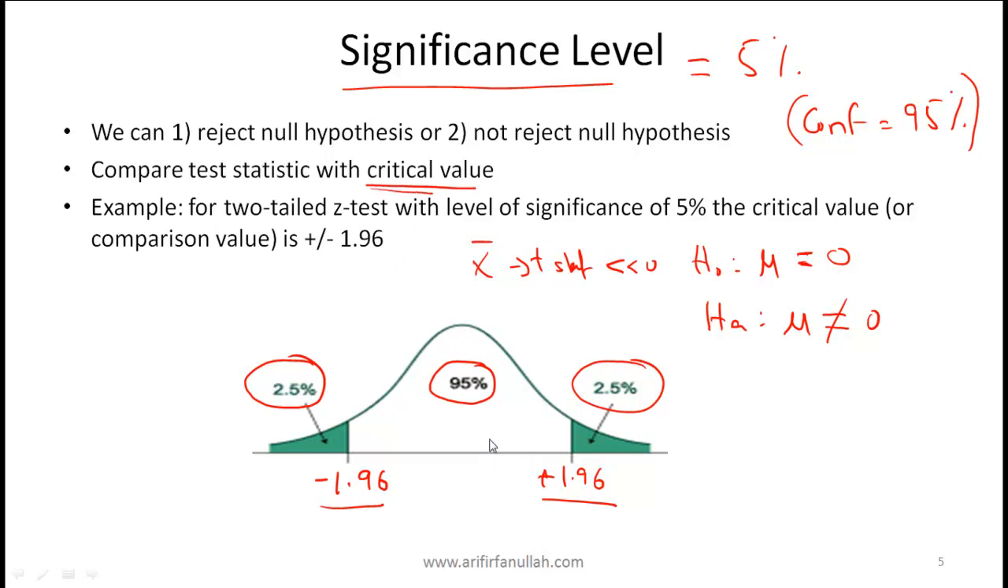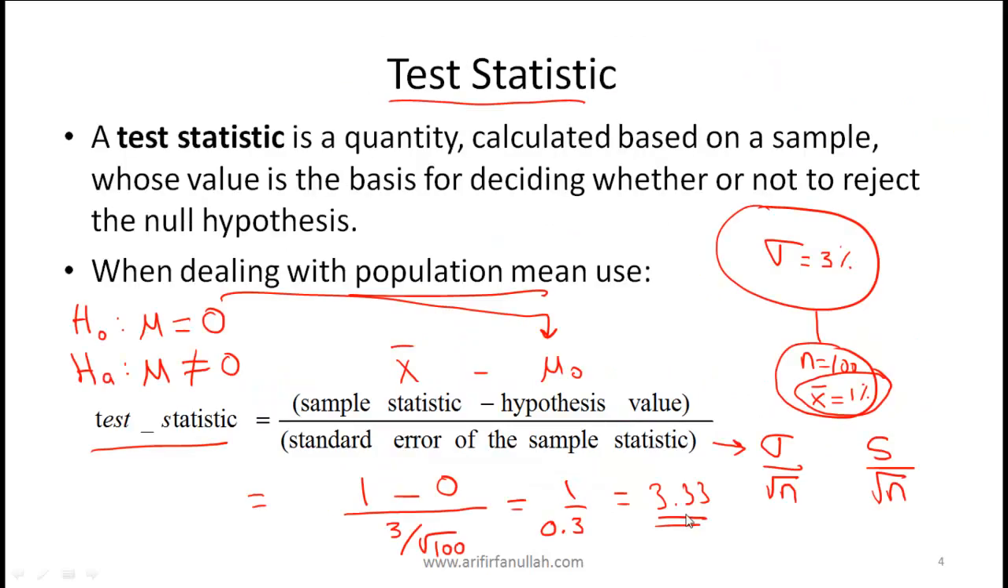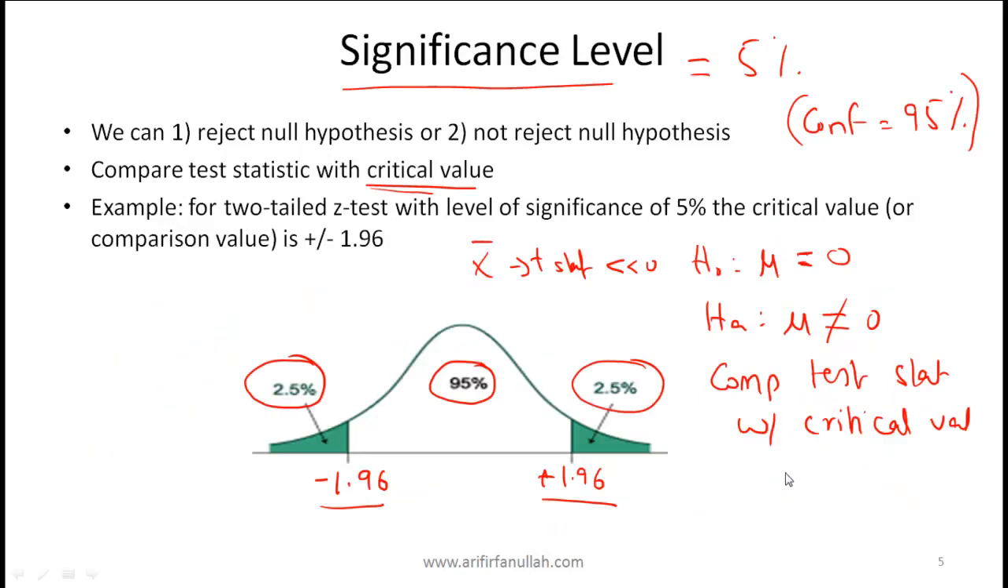Once you have your critical values, the final thing is to compare the test stat with critical values. Remember, our test statistic was 3.33. If the test statistic is greater than the critical value, then we can reject the null hypothesis. So if we are in this region, then we can reject the null hypothesis.